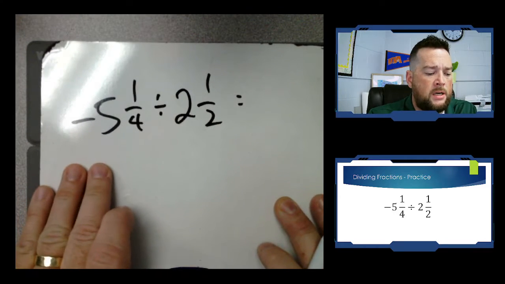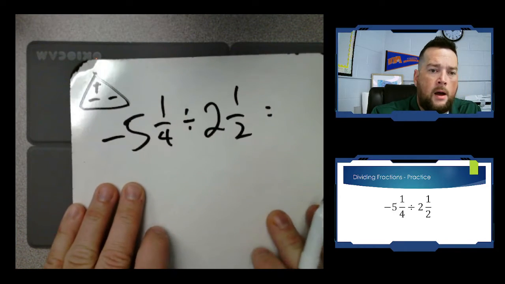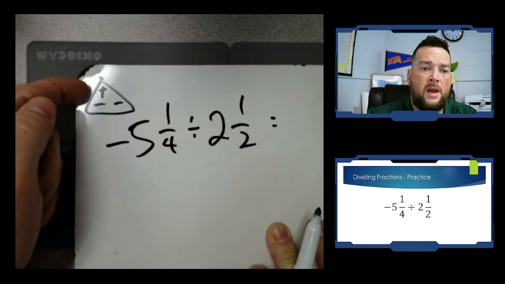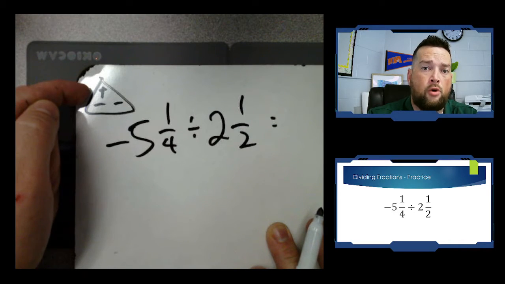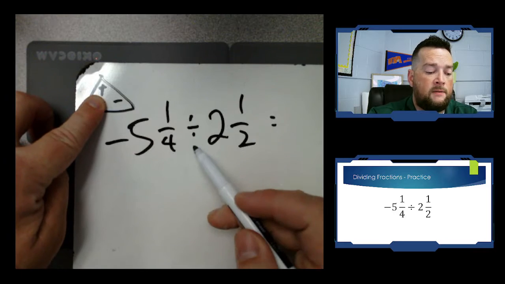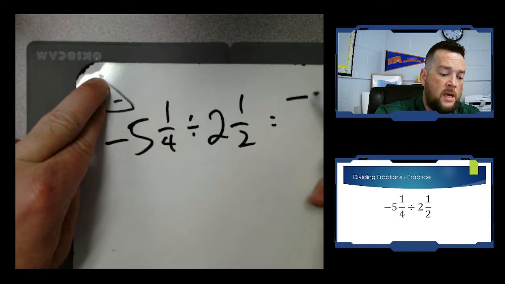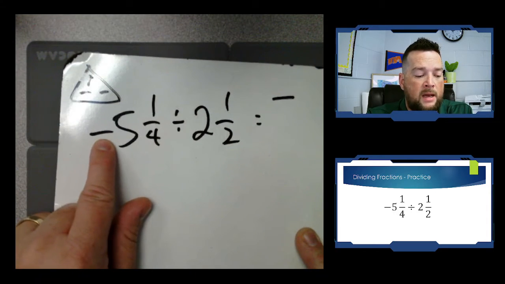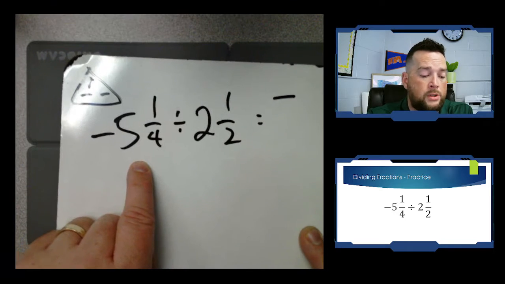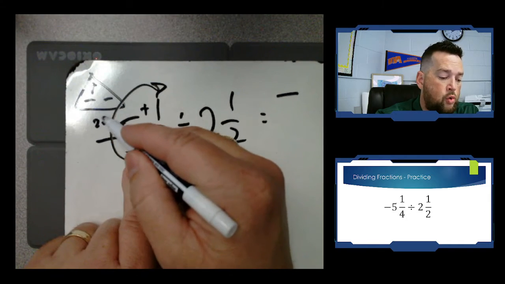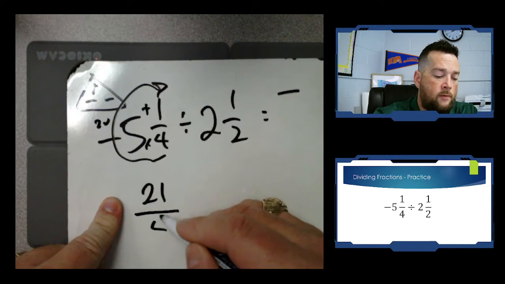First things first, we're going to deal with the sign. We have a negative divided by a positive. Again, we can use the positive, negative triangle for determining either the product or the quotient, for either multiplication or division. So I have a negative divided by a positive, which means I'm going to have a negative quotient. Now I don't even have to worry about that negative anymore, I'm just going to worry about the numbers. I'm going to take these two numbers and make them improper fractions. 4 times 5 is 20. 20 plus 1 is 21 over 4.